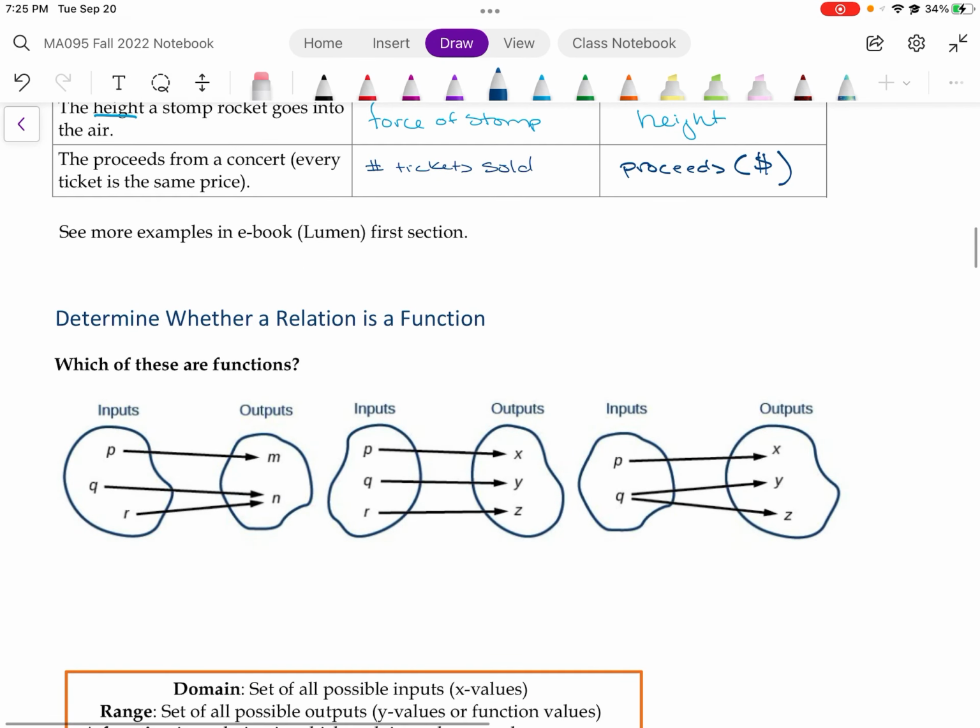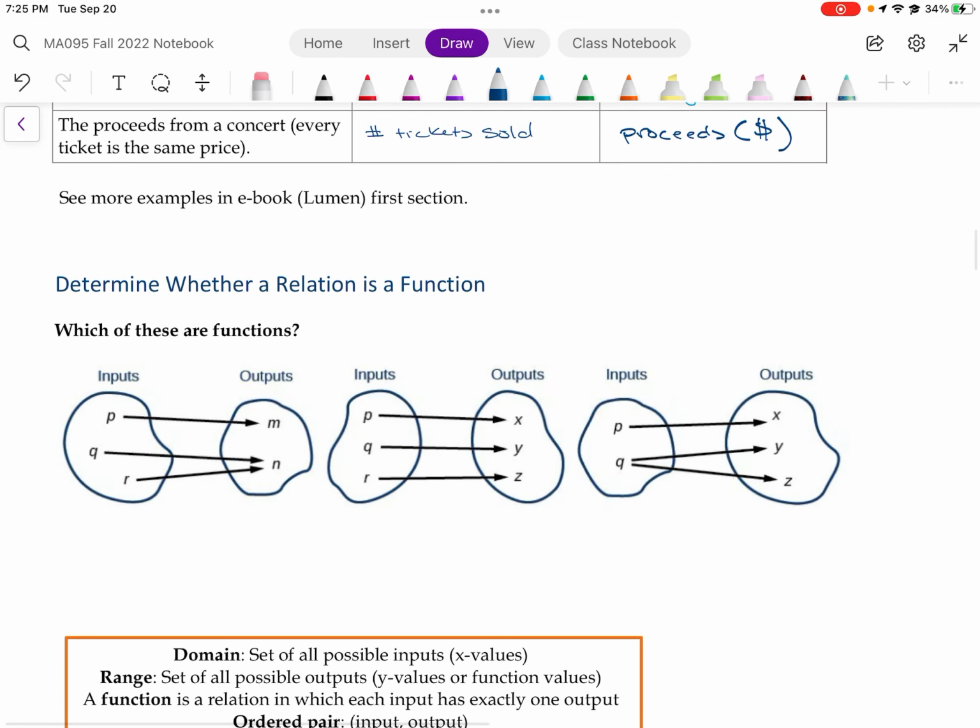Okay, so let's move on to determining whether a relationship is a function or not. All right, so the first one is this one right here. We've got some inputs, right? And they lead to some outputs. So we've got P going to M. We've got Q going to N and R going to N. Is this a function? And the answer is yes. And if that confuses you, just hold tight. We'll talk about it in just a second.